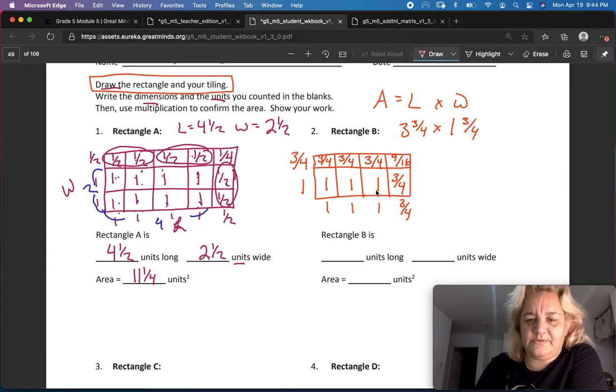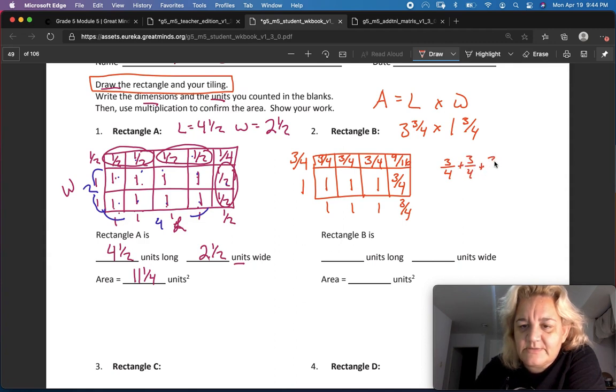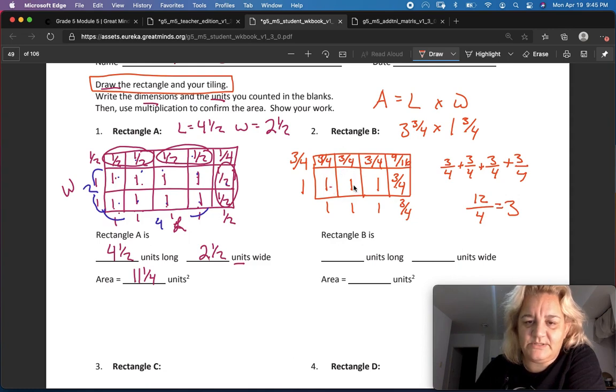So, what's my volume? I've got 1, 2, 3, and 3/4 plus 3/4 plus 3/4 plus 3/4, because there's 4 of those, right? 1, 2, 3, 4. That would be 3, 6, 9, 12 fourths, which equals 3. Okay, so I've got 1, 2, 3, and then I've got 4, 5, 6, and my leftover is 9/16. Okay, can I simplify that anymore? No. Okay, 3 and 9/16.